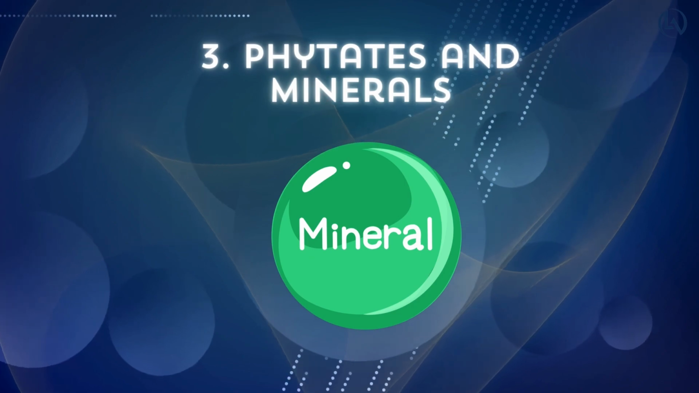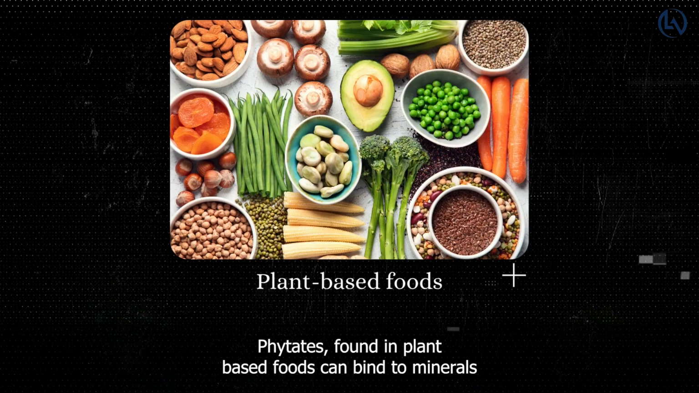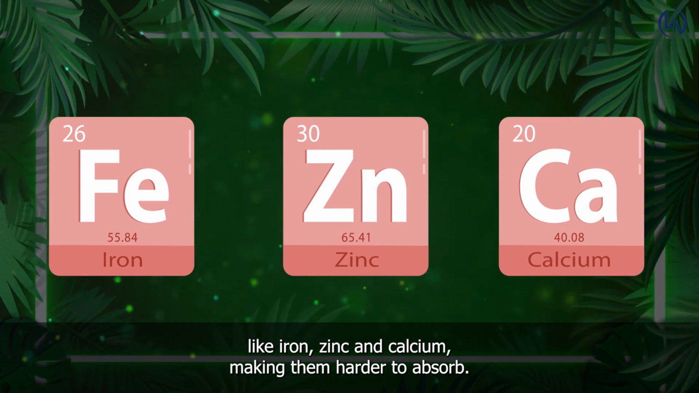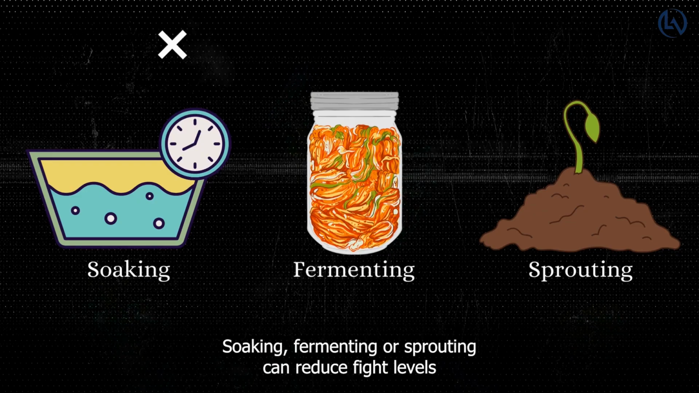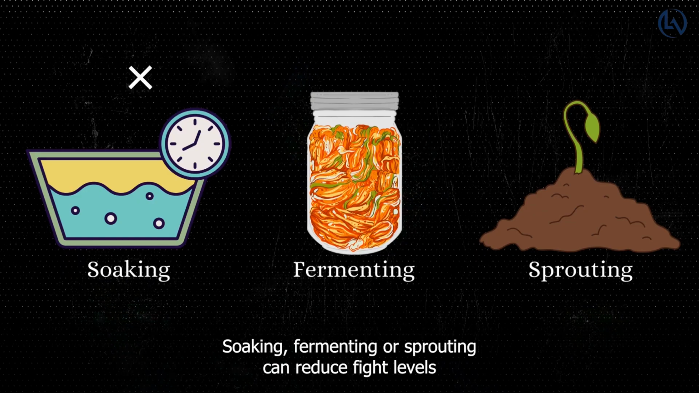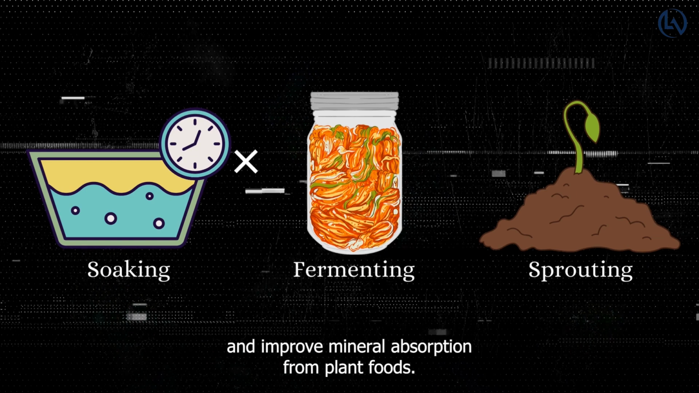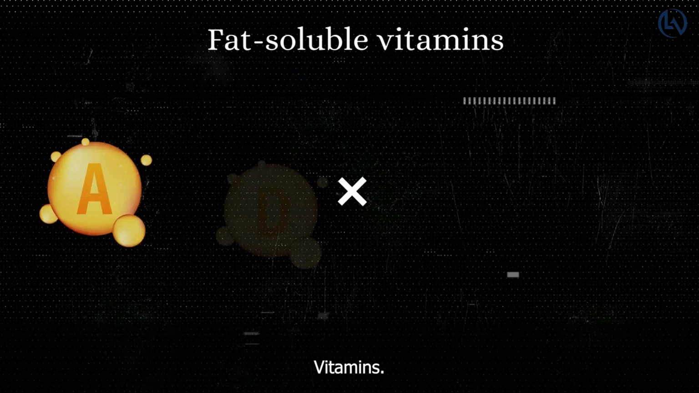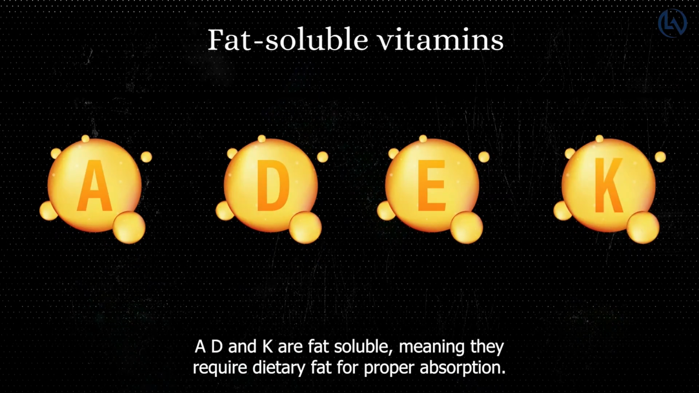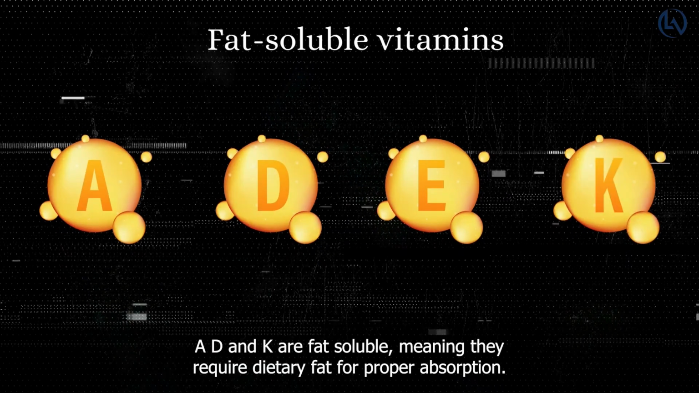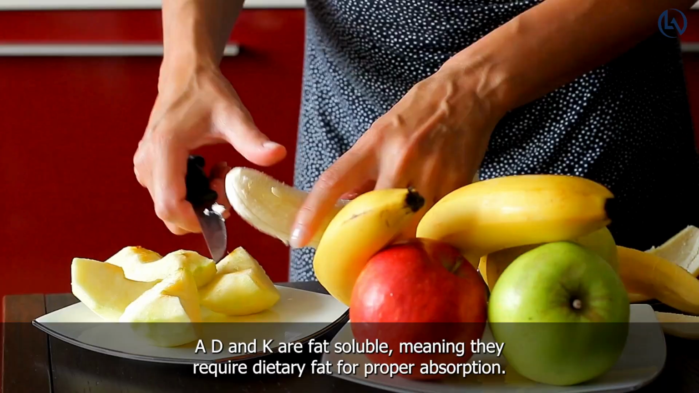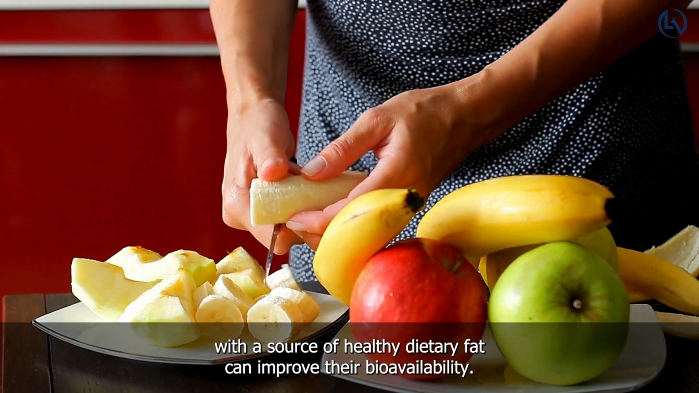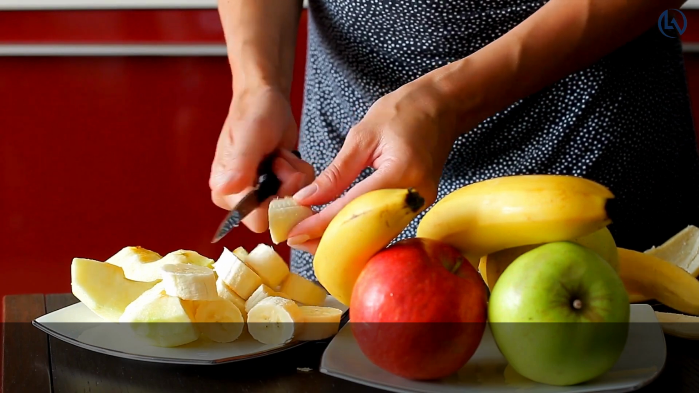Phytates and minerals. Phytates found in plant-based foods can bind to minerals like iron, zinc, and calcium, making them harder to absorb. Soaking, fermenting, or sprouting can reduce phytate levels and improve mineral absorption from plant foods. Fat-soluble vitamins. Vitamins A, D, E, and K are fat-soluble, meaning they require dietary fat for proper absorption. Consuming these vitamins with a source of healthy dietary fat can improve their bioavailability.